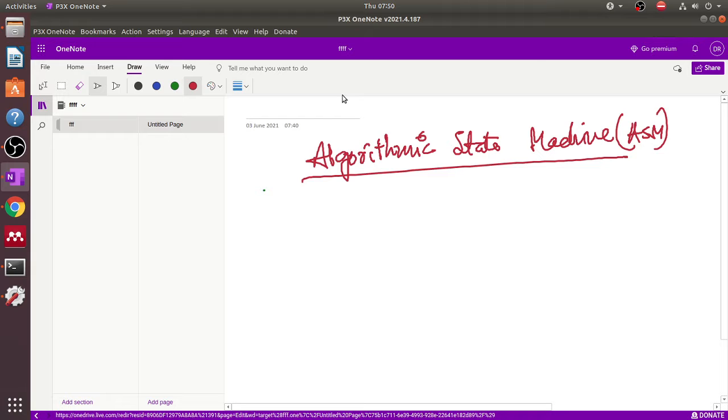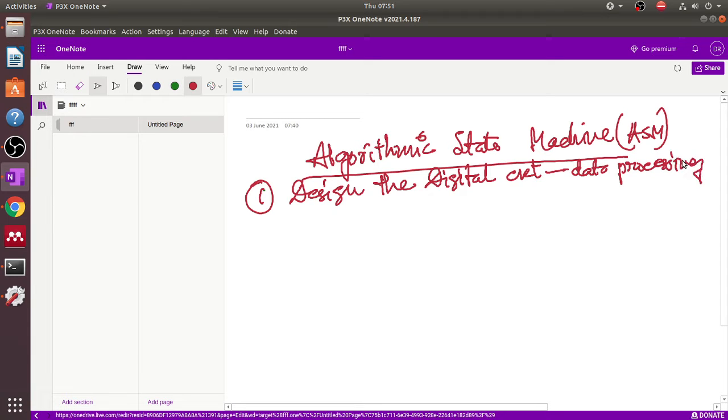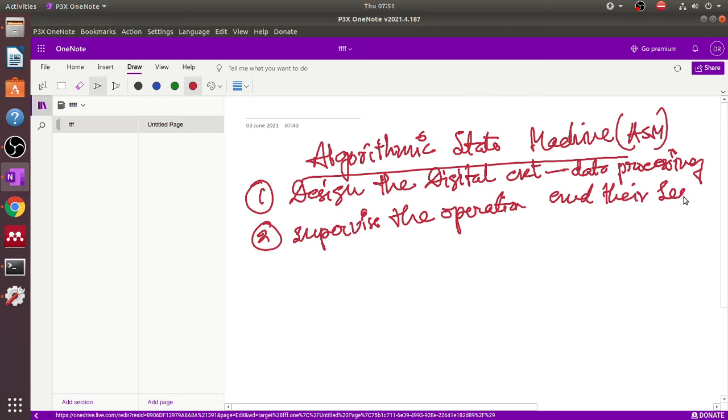So the first task is to design the digital circuit. First of all, the first part is to design the proper digital circuit that performs the data processing operation, depending on the design. And number two is to supervise the operation and their sequence.